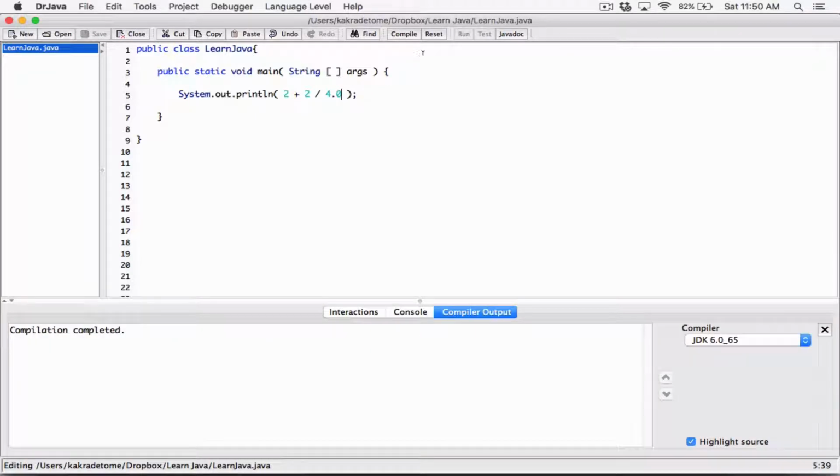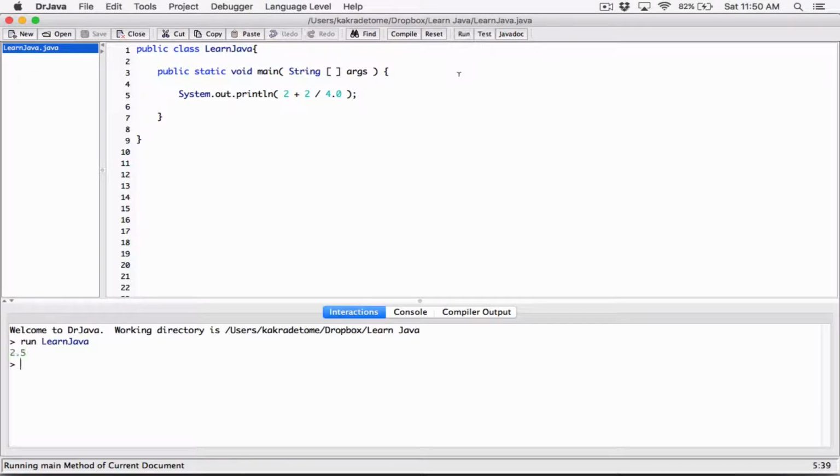Compile this, run, and we get 2.5. And that's because, again, operator precedence: the division sign has a higher precedence than the addition sign. I'll point out the differences after I'm done, but I just want you to see this for now. So what gets done first is 2 divided by 4.0, and then the result of that is added to 2, and that's why we get 2.5.